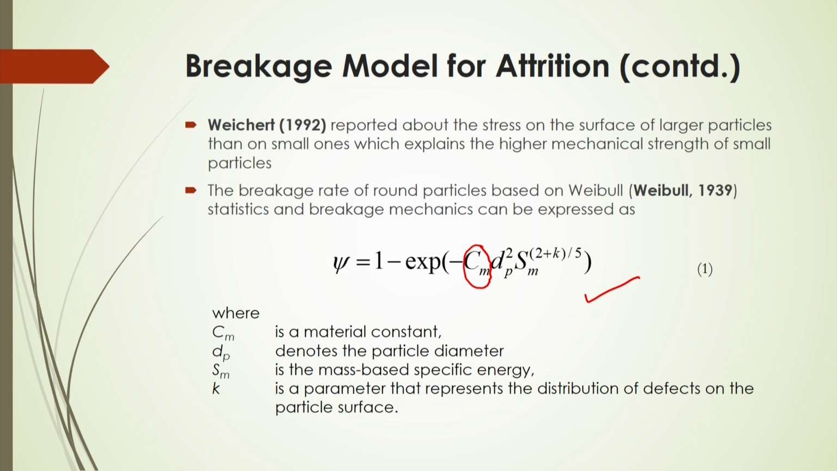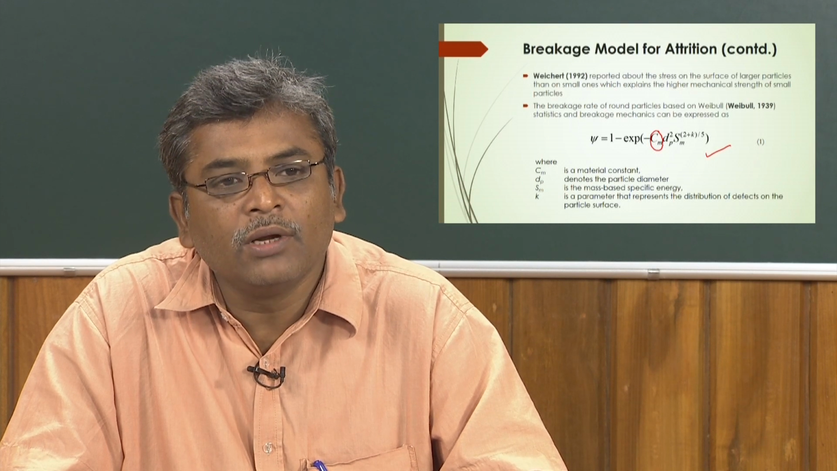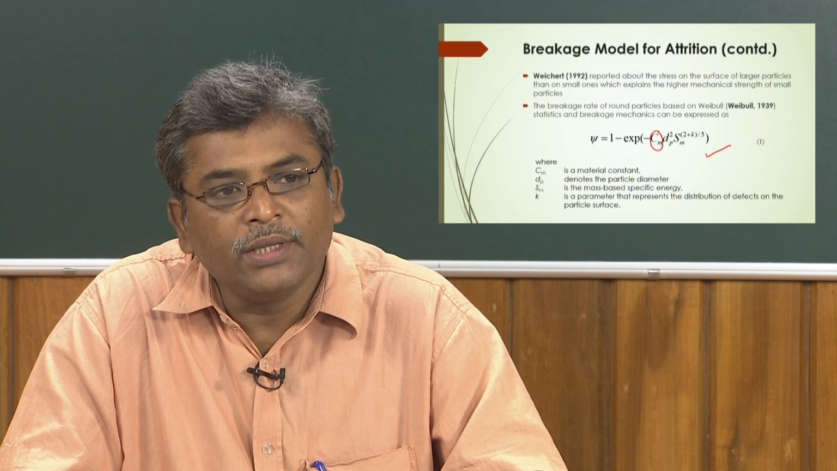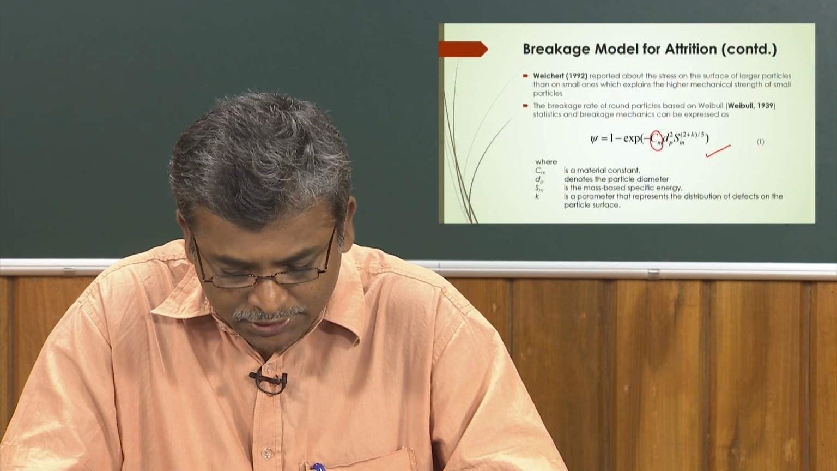So, this k is nothing but one constant which may change based on the particle characteristics, like whether there are any defects, any cracks, or any other irregularity of the particle. Then the distribution depends on those factors.